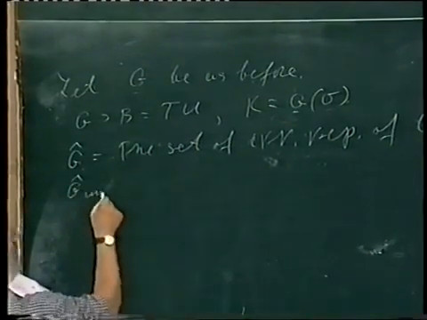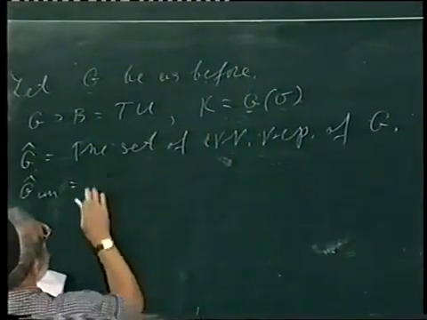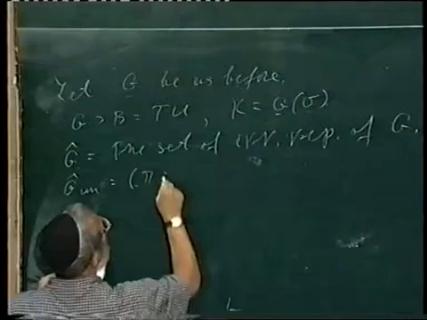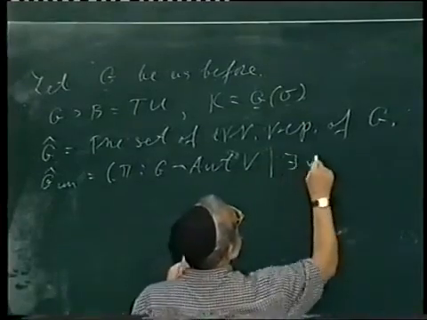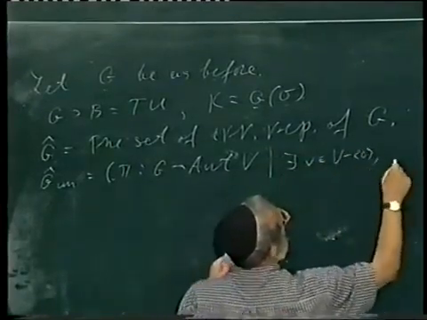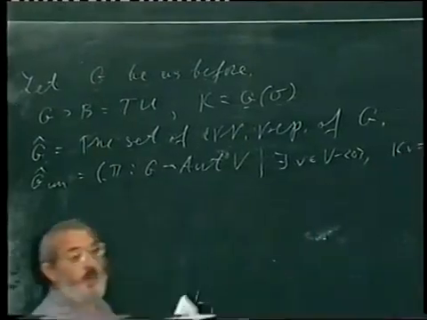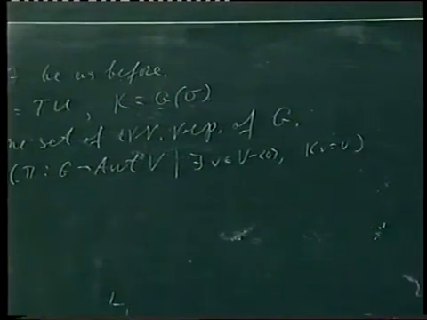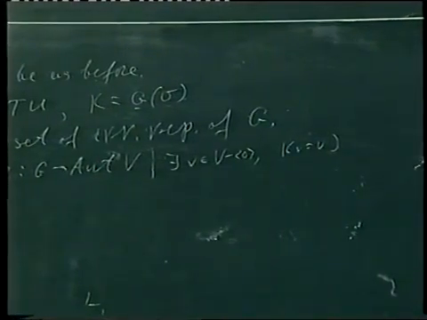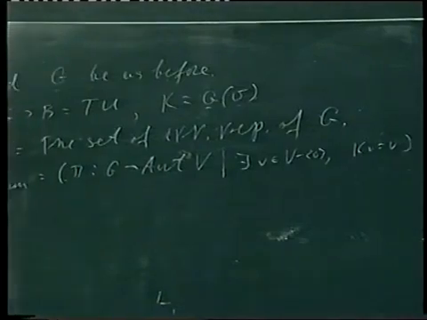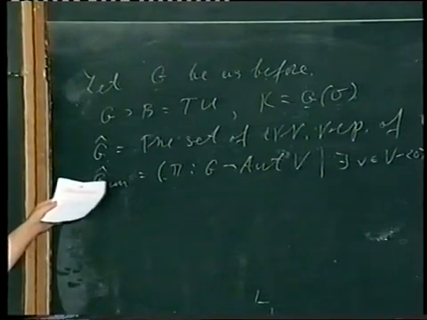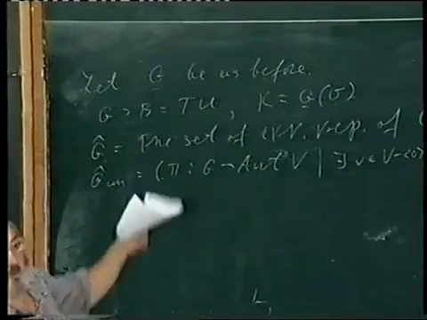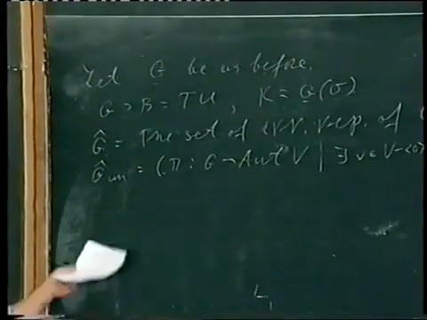G hat unramified is the set of all pi, G in the automorphisms of some space V, such that there exists an element v in V minus 0 with K v equal to v. That is, there exists a K-invariant vector. This is the definition. It's always one dimensional if it exists. These are complex representations, and this is what we want to study. Representation theory studies this set, the set of irreducible complex representations of the group of p-adic points of our group.